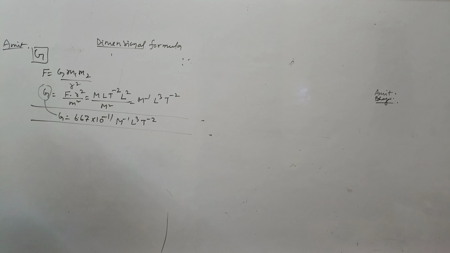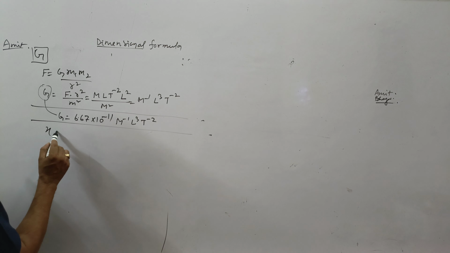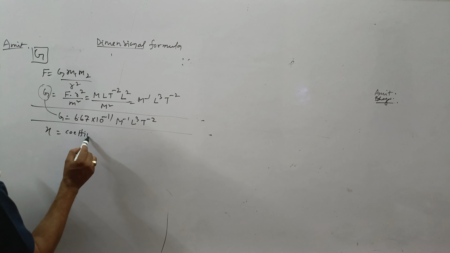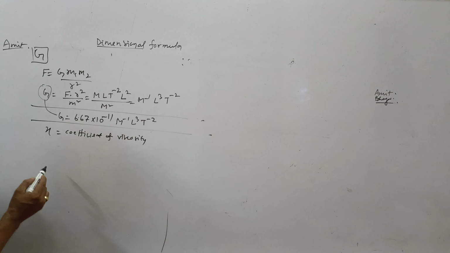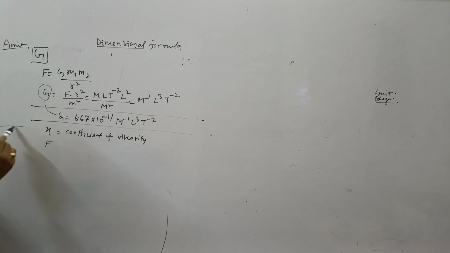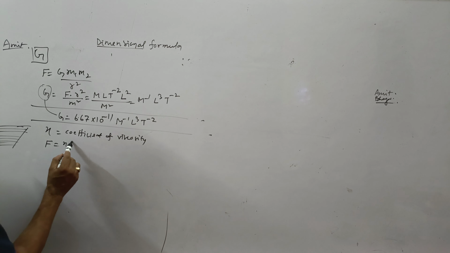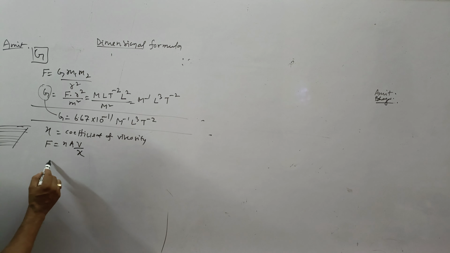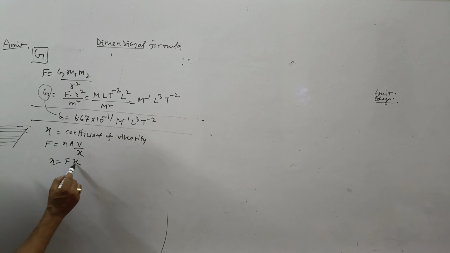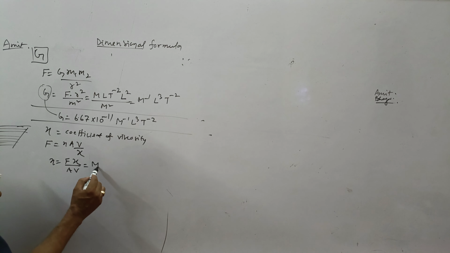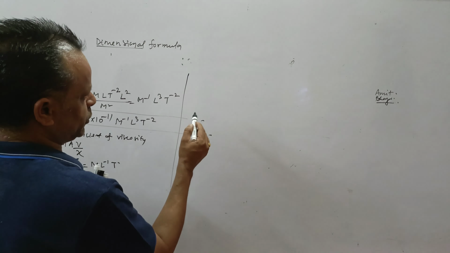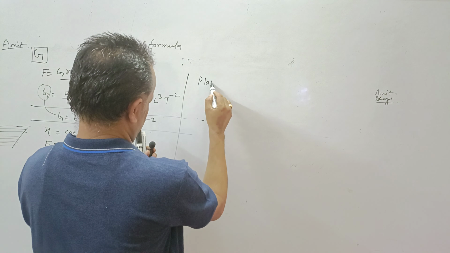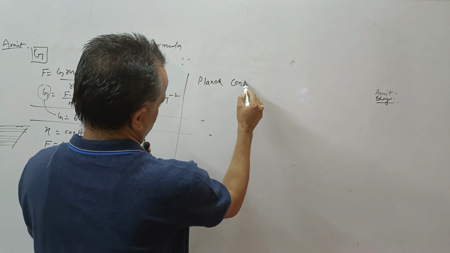Then we go for the coefficient of viscosity, eta. What is that? Coefficient of viscosity. See, we have a force basically acting on a body when they are flowing. It is the friction of the fluid, and force is eta into A into V upon X. Eta will be equivalent to F into X upon A into V. We will get the dimension as M L inverse T inverse. Then we will go for the dimension of the Planck constant.